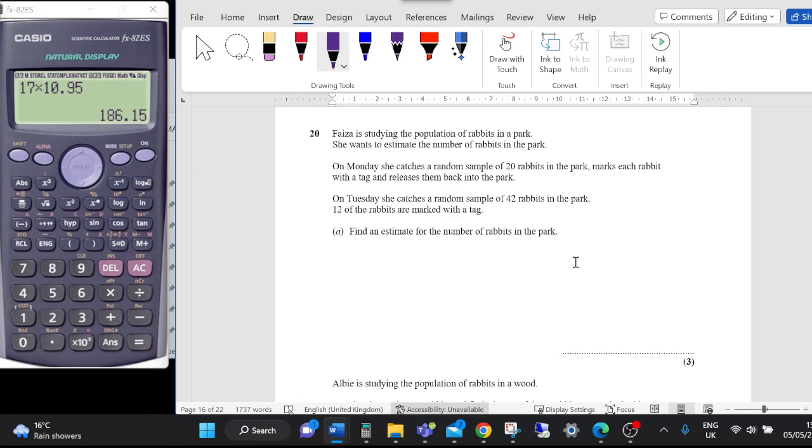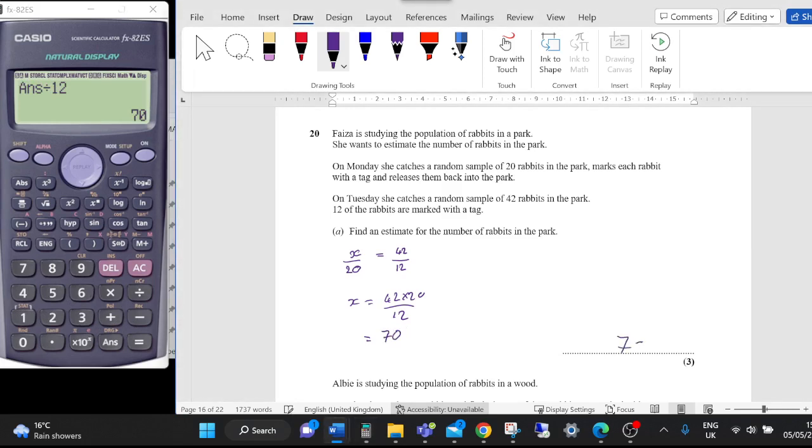So another capture-recapture question. My method for any capture-recapture is I put the total population as X on top. So X divided by 20, so that's the proportion that she caught, where I know that the numerator is going to be the largest number, and that's going to be equal to the ratio, sorry, wrong way around, the number that were caught the second time and the number that were tagged. Then rearrange that, so X is going to be equal to 42 times 20 divided by 12. And again, a whole number answer.